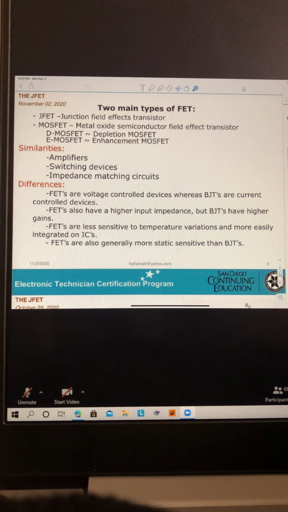Now, two main types of FET. JFET is a junction field effect transistor. MOSFET we call a metal oxide semiconductor field effect transistor. In the MOSFET, we can get a D MOSFET or the E MOSFET. D MOSFET means depletion MOSFET, and E means enhancement. Similarity: they can be used as an amplifier, a switching device, and an impedance matching circuit. That's the application for the JFET.